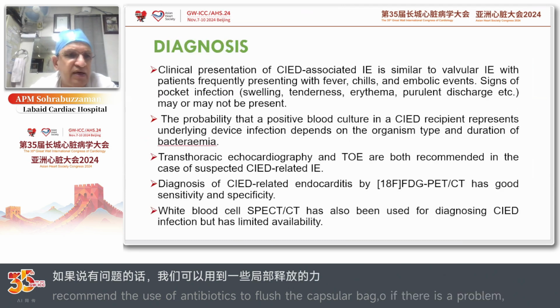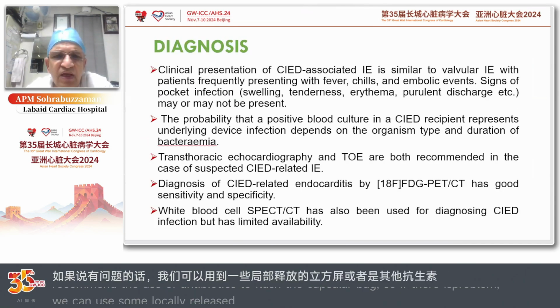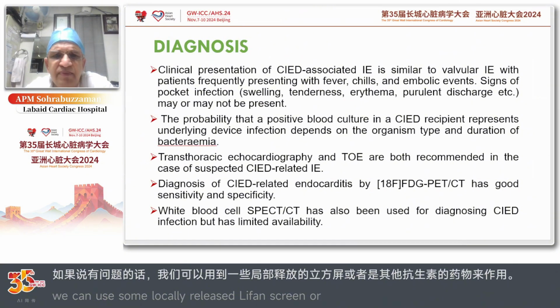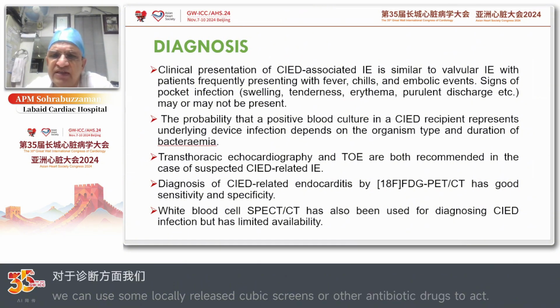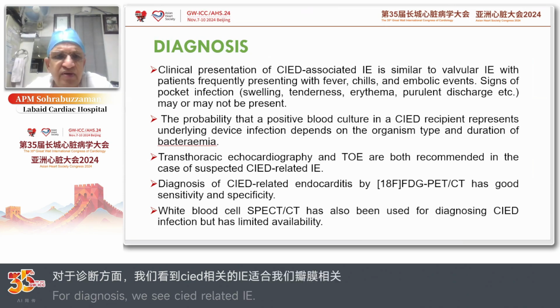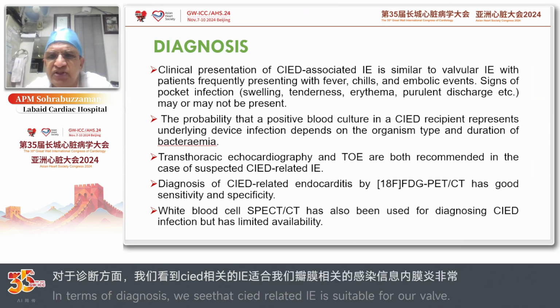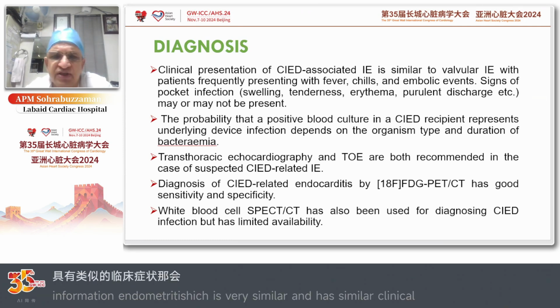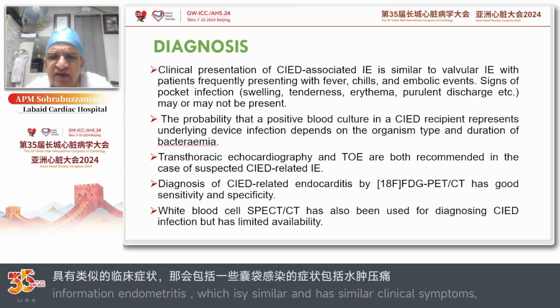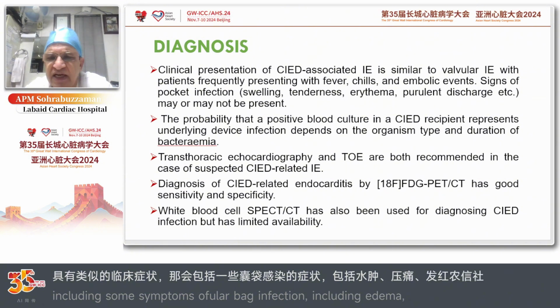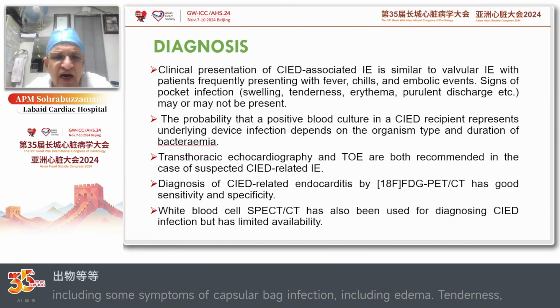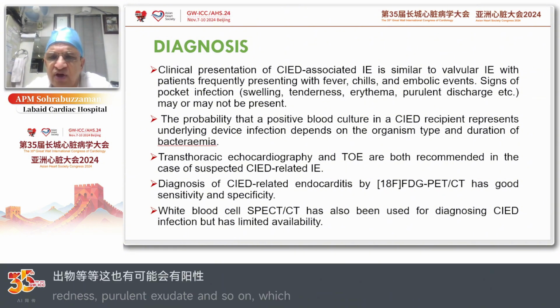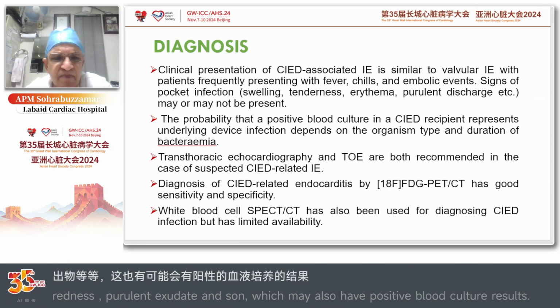Diagnosis. Clinical presentation of CIED-associated infection is similar to valvular infective endocarditis, with patients frequently presenting with fever, chills, embolic events. Signs of pocket infection, swelling, tenderness, erythema, purulent discharge, etc., may or may not be present. Whether a positive blood culture in a CIED recipient represents underlying device infection depends on the organism type and duration of bacteremia.